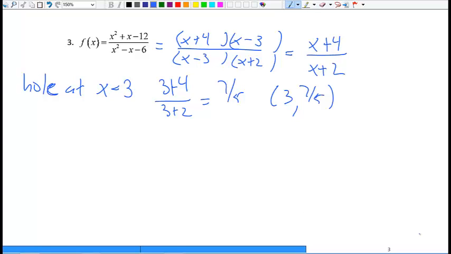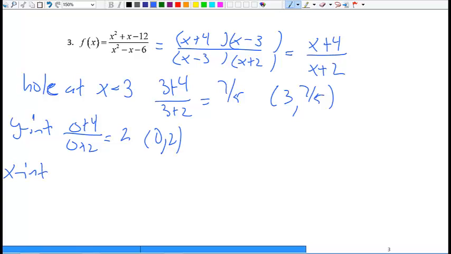Okay, well, I still have a rational function, so I still have other things that I can identify about this. But now I'm just looking at this reduced form, that x plus 4 over x plus 2. Okay, so I know y-intercept, if I plug a 0 in, so that'd be 0 plus 4 over 0 plus 2, which is 4 over 2, or 2. So I know it crosses at 0, 2. X-intercept, if I take x plus 4 and equal that to 0, that gives me x equals negative 4. So at negative 4, there is an x-intercept.